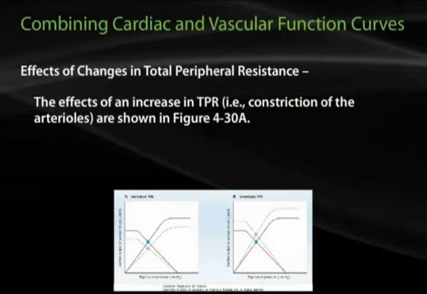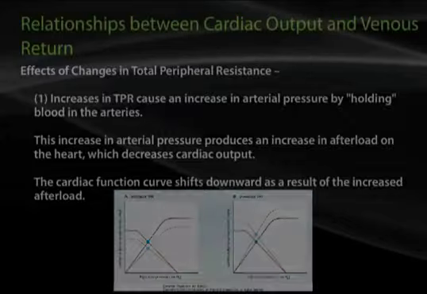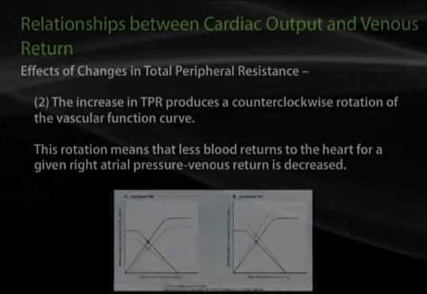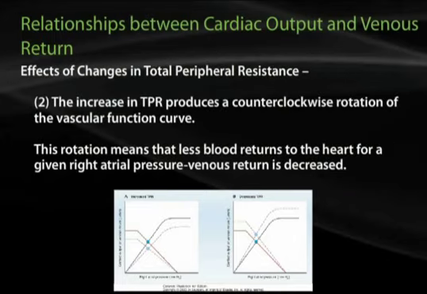The effects of an increase in TPR, which is constriction of the arterioles, is shown in Figure 4-30A. The first change is that an increase in TPR causes an increase in arterial pressure by holding blood in the arteries. This increase in arterial pressure produces an increase in afterload, which decreases cardiac output, and therefore the cardiac function curve shifts downward. This is the purple curve, and you can see that this whole curve shifts downward as a result of the increased afterload.